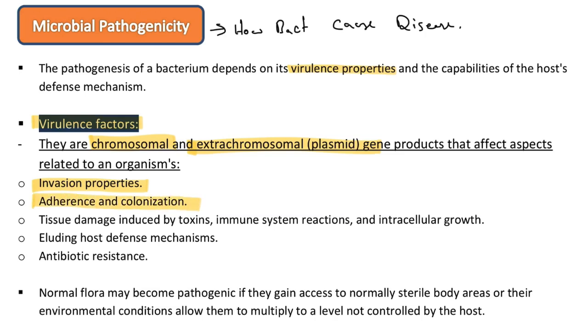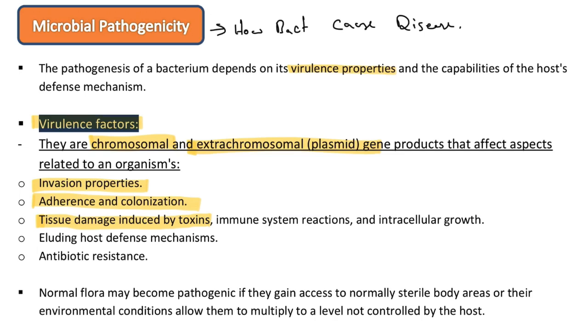In adherence and colonization we can see binding via pili and adhesins, and we can see some toxins. In toxins we can see tissue damage induced by toxins like exotoxin and endotoxin. Exotoxin is produced and secreted, for example botulinum toxin, and endotoxin is part of the cell wall, like lipopolysaccharide in gram negative bacteria.